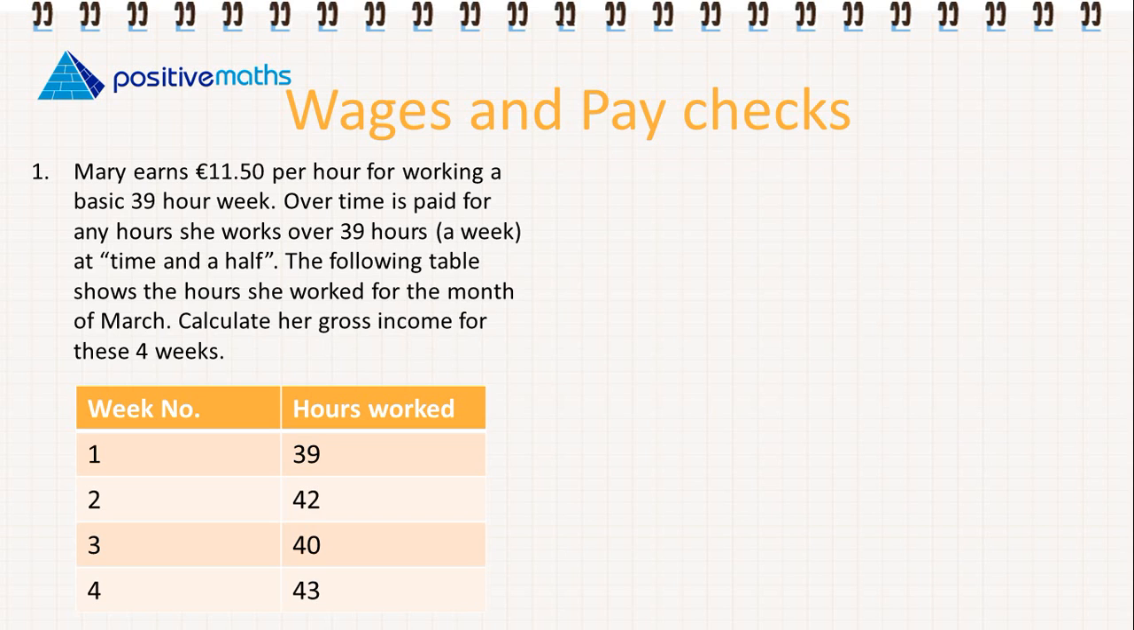Okay, so a few key things we have to go over here first. $11.50 per hour, so that's her wages she gets every hour. She has a basic 39-hour week, so that means she gets paid $11.50 per hour for those 39 hours. So then overtime is any hours she works over this, it's paid at time and a half. Okay, so the first thing that we need to do is calculate the time and a half.